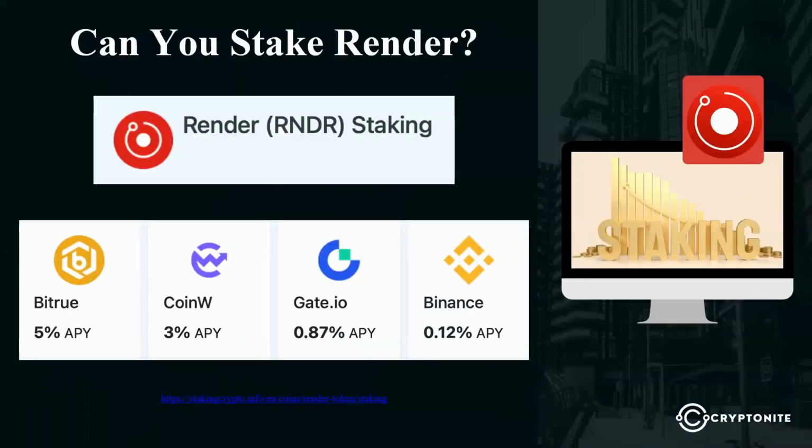And what about staking Render, in this case, on a centralized exchange? Yeah, it's definitely possible, Leo. And, like Boris and I have said, and you as well, is it worth the risk? Realistically, you can take a look at the APY, and is it really worth the risk of potentially losing your entire portfolio? BitTrue gives you about 5%, CoinW gives you about 3%, Gate.io gives you about 0.87%, and Binance gives you 0.12%. So yes, it's definitely possible at the end of the day, Leo.